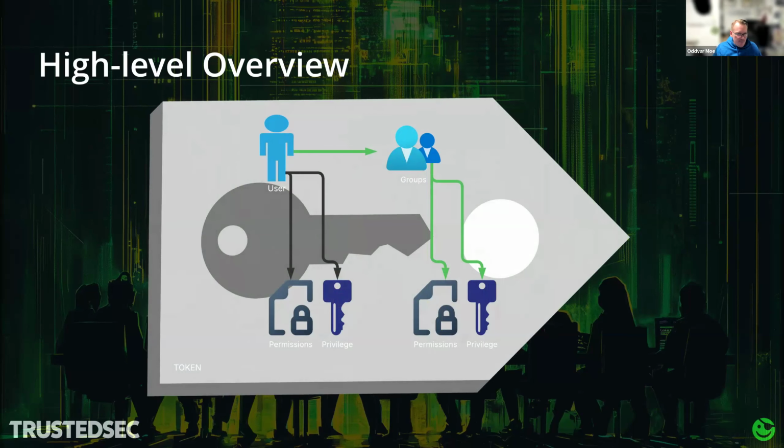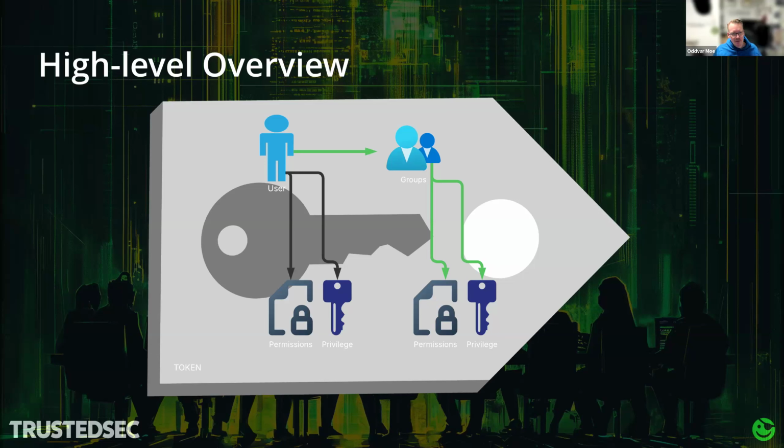From a high-level overview, if you look at the connection between users, groups, permissions, privileges, tokens, ACLs, and stuff like that, a great way of showing this is with this image here, where the user itself can have permissions or privileges assigned to the user directly. Or if the user is a member of a group, it can also have other permissions and privileges assigned to that group. So inherently, it will get them through the groups.